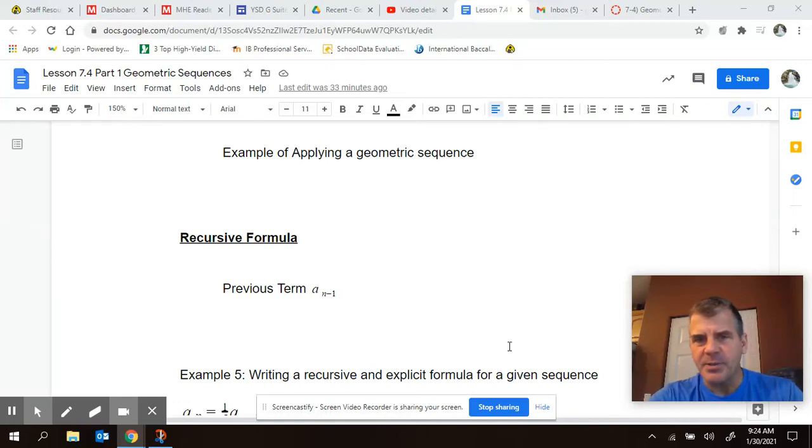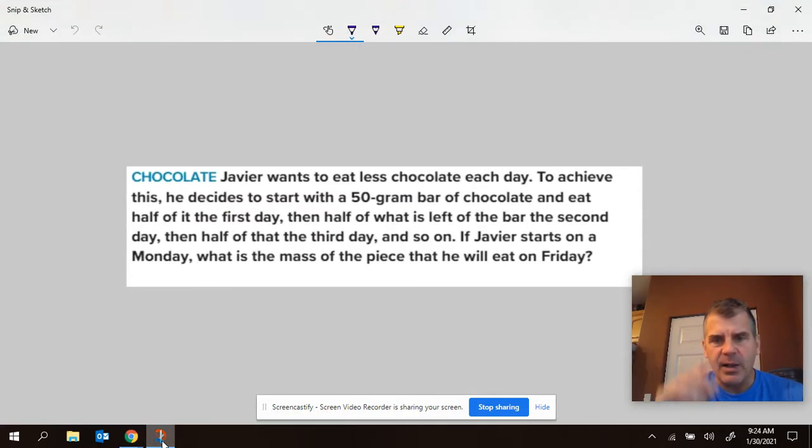Let's look at an application problem of geometric sequences. We're going to flip on over here to a snip and sketch. This is exactly like what you're going to see in your text involving geometric sequences. We're going to apply it with what Javier is doing here with eating chocolate.